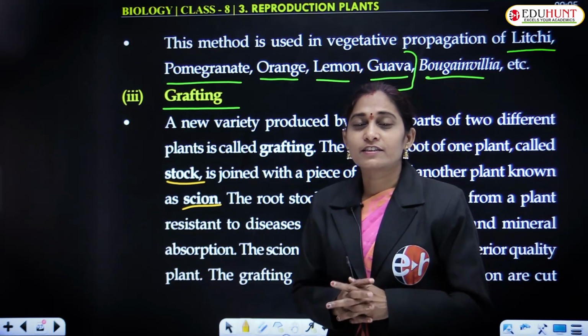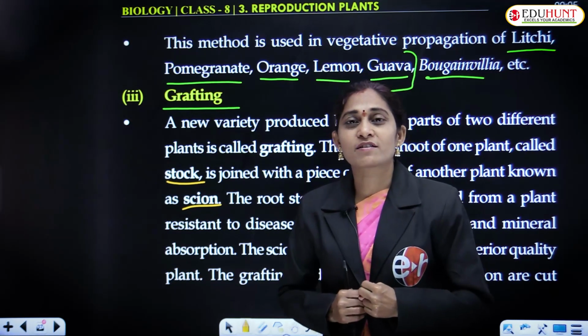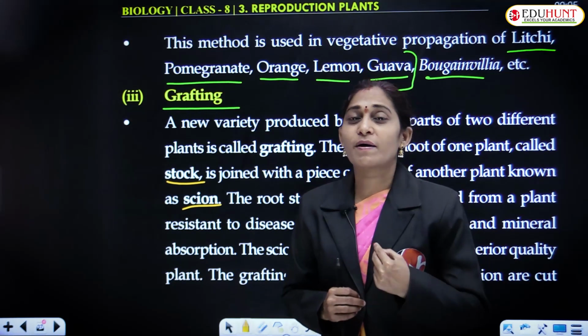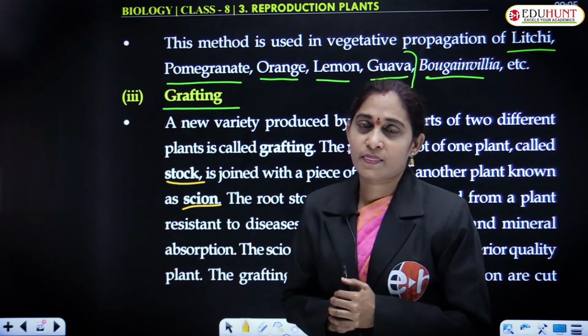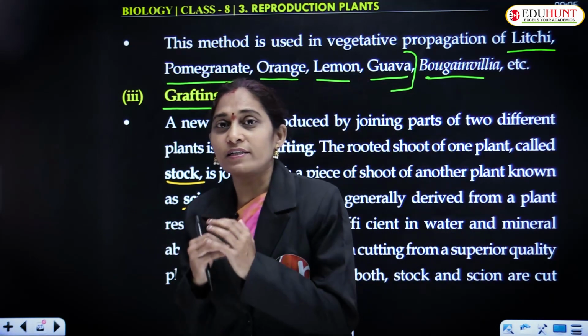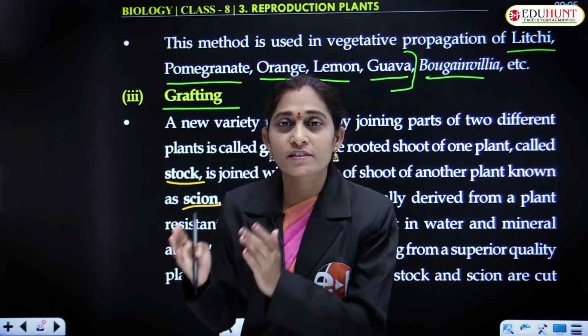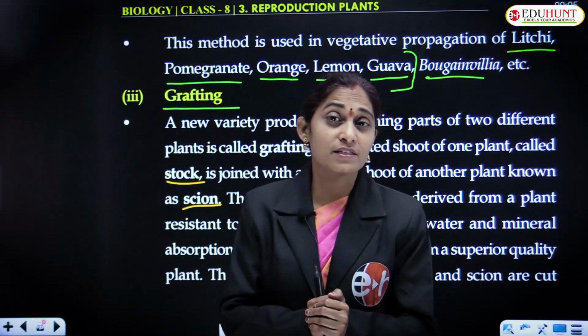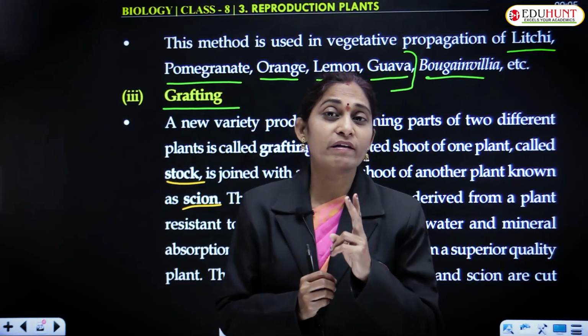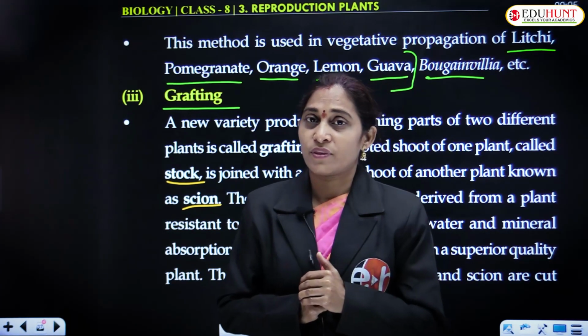In grafting, there are two parts of plants. They are taken from two different plants. Two different parts are taken from two different kinds of plants. Two different parts in the sense, two different stem cuttings.